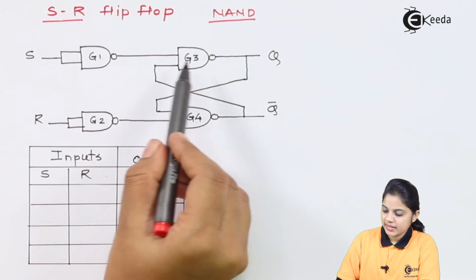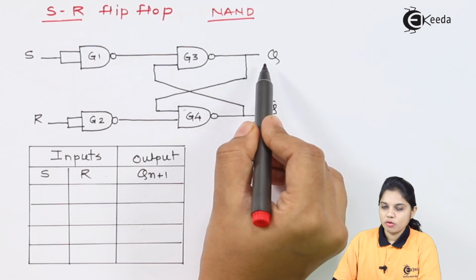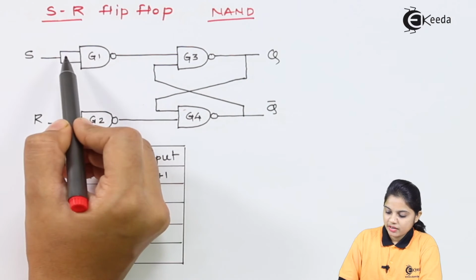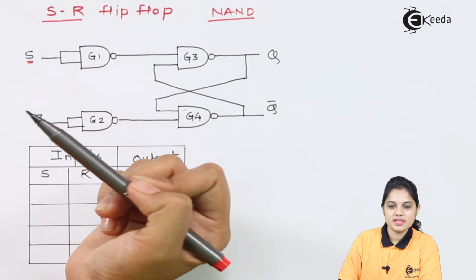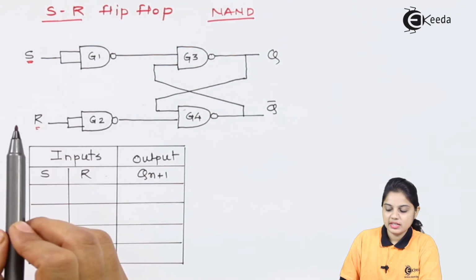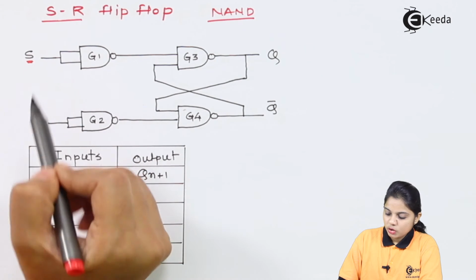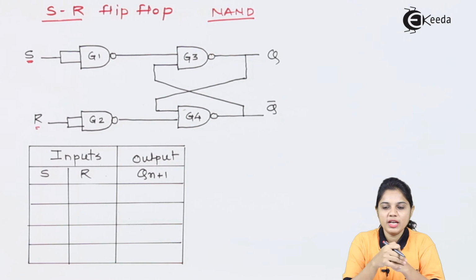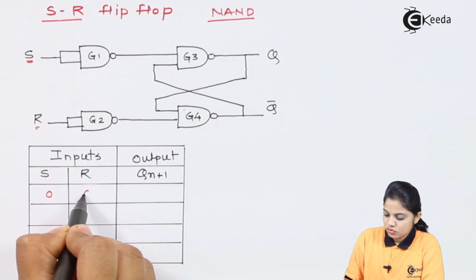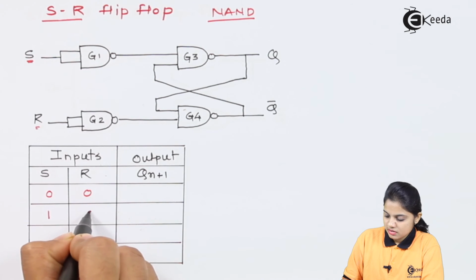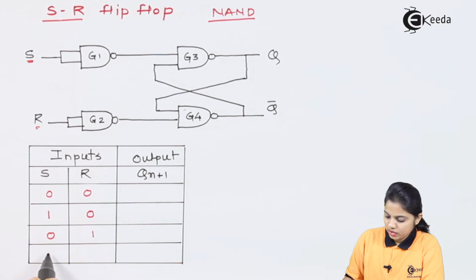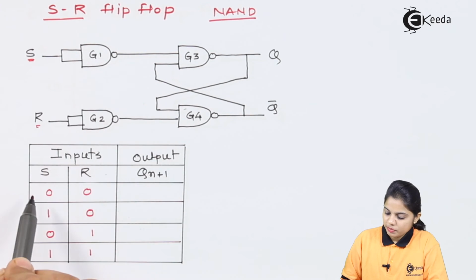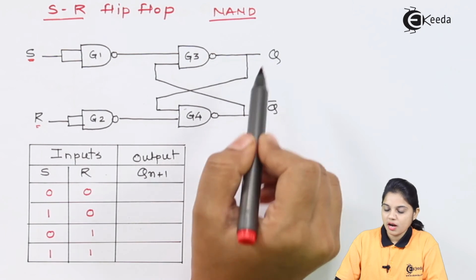So here 4 NAND gates are connected together. Here Q is the output, and that is the output of NAND gate G3. G1 is represented, where the input given is S, that is set, and for G2 the input given is reset. Now if there are two inputs S and R, that means you have 4 combinations. Your input can be 0 0, 1 0, 0 1, or 1 1. These are the possibilities of input to the SR. Now depending on the possibilities, we will check what the output is.